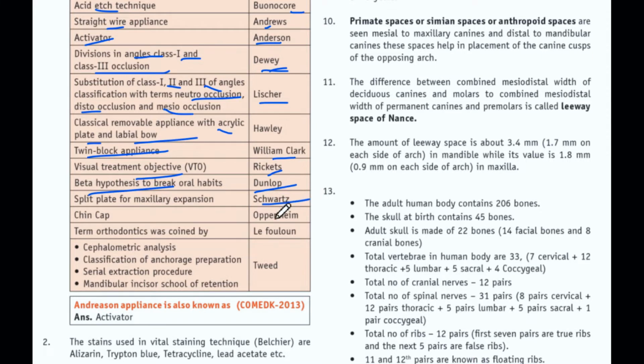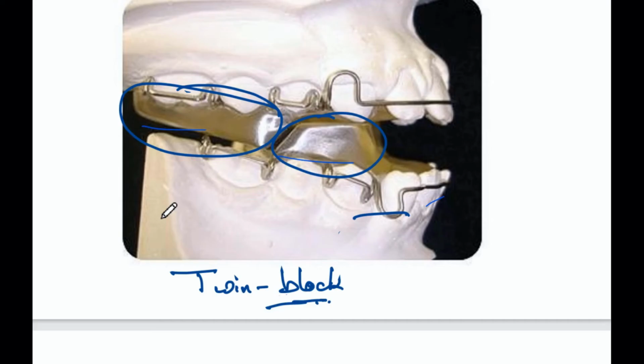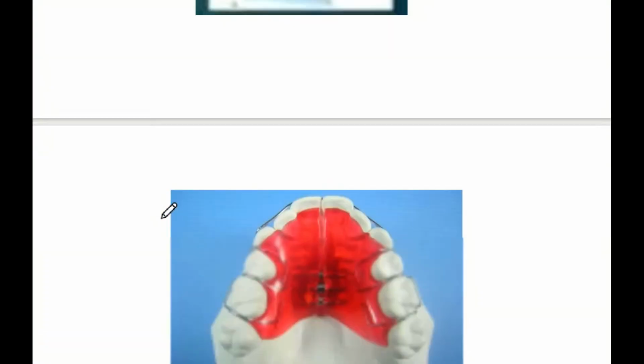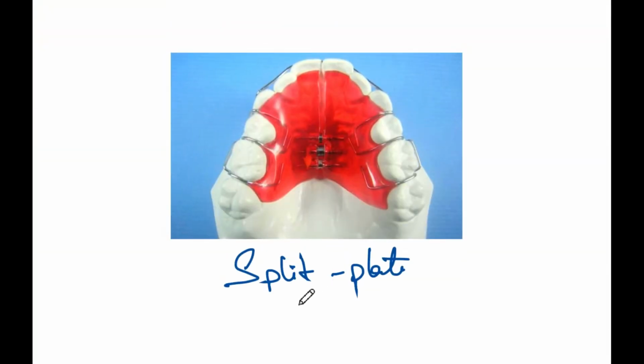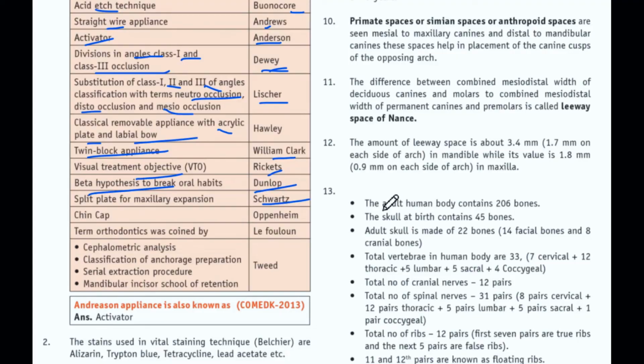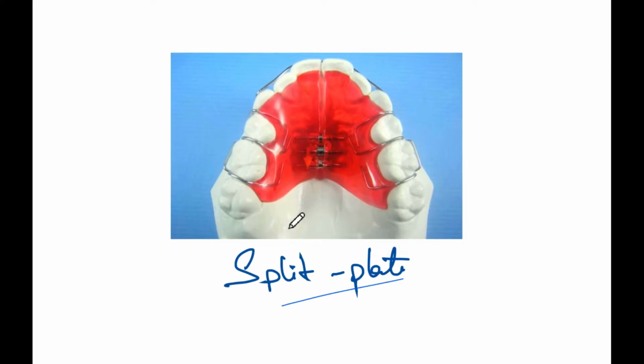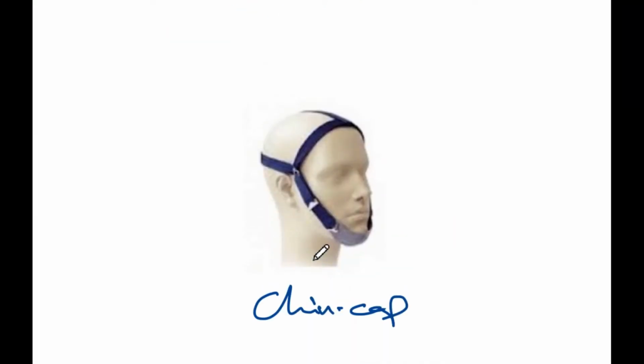Then there is Schwartz, who gave split plate for maxillary expansion. The split plate looks something like this, which is used for maxillary expansion. Then Oppenheim, who gave chin cup. Chin cup looks like this.